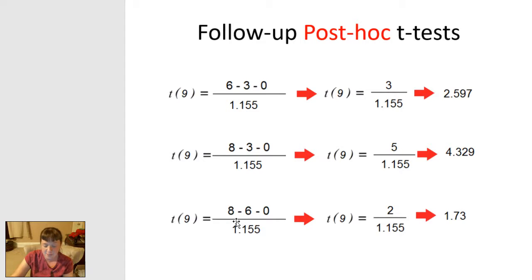But now I'm going to need to compare the placebo group to the Zoloft group, where I go 8 minus 6 is 2, and I divide that by standard error to get 1.73. That is my follow-up T statistic for this comparison.